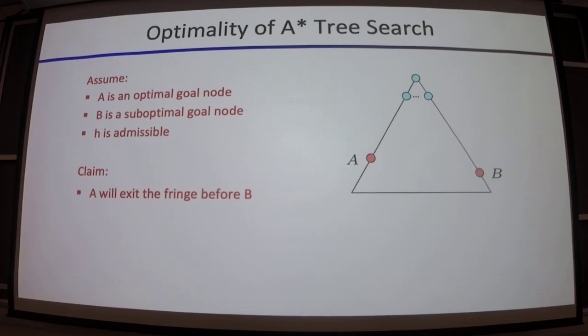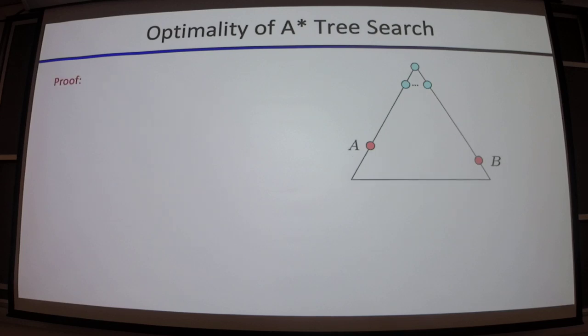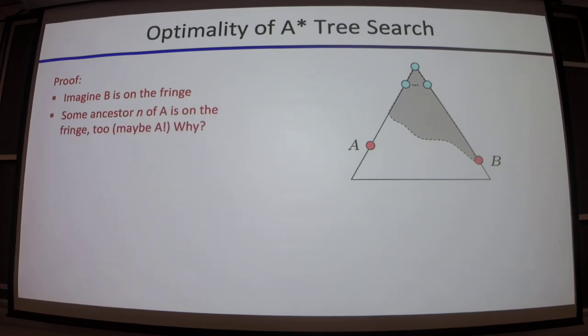Okay, so let's prove it. Let's prove that A will exit the fringe before B. If you want to think about why that is optimal, think about it later on your own. It's a good exercise. So what's the proof? Let's imagine that B is on the fringe. It has to be on the fringe before it gets expanded. So at some point, if B is going to be the goal that we find first, it exists on the fringe. Okay, some ancestor N of A must also be on the fringe. It might be A itself. Why is this true?